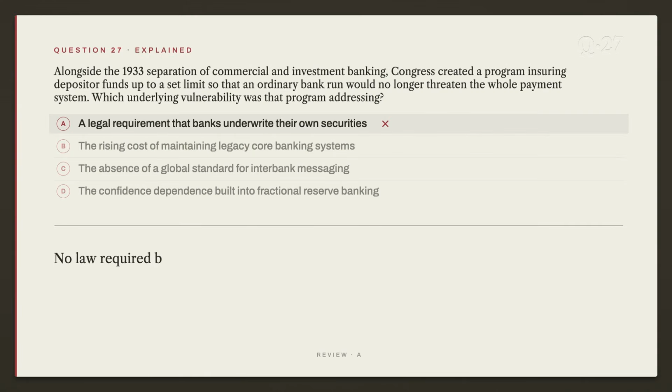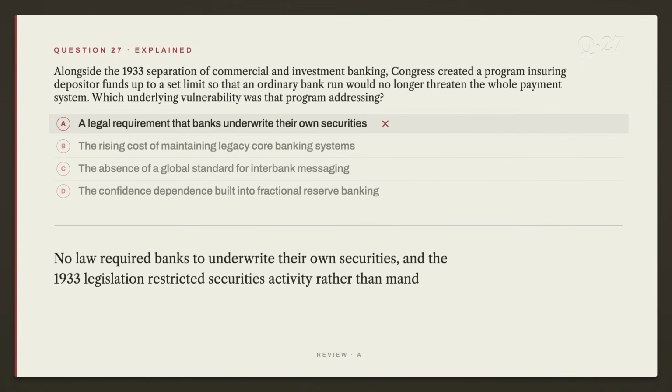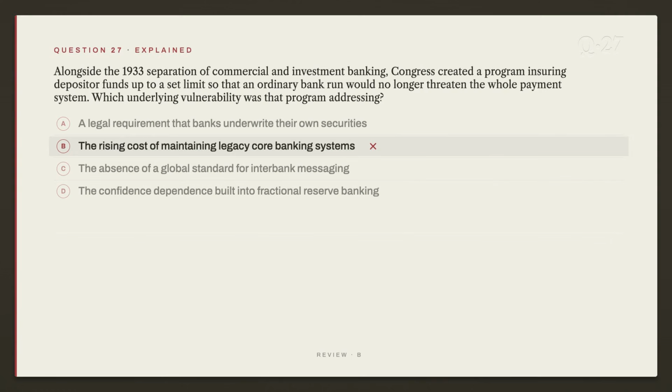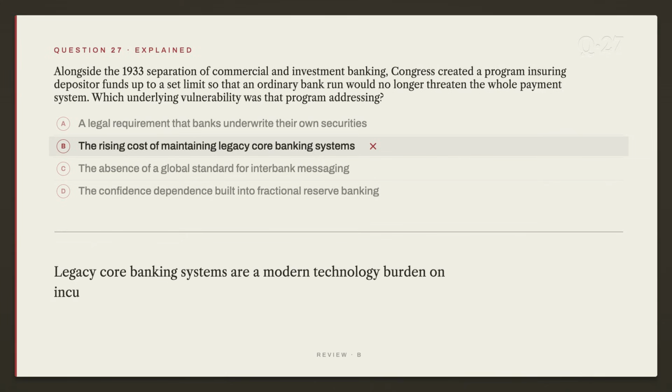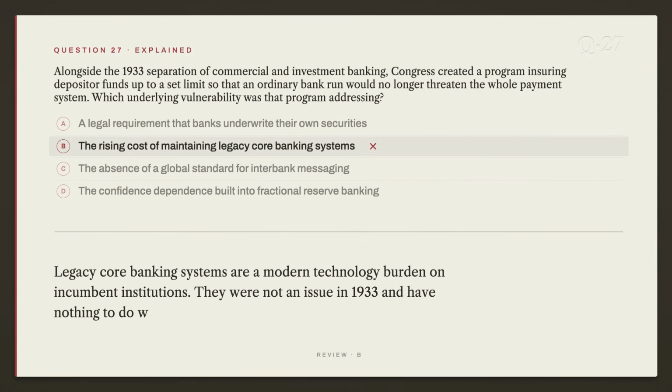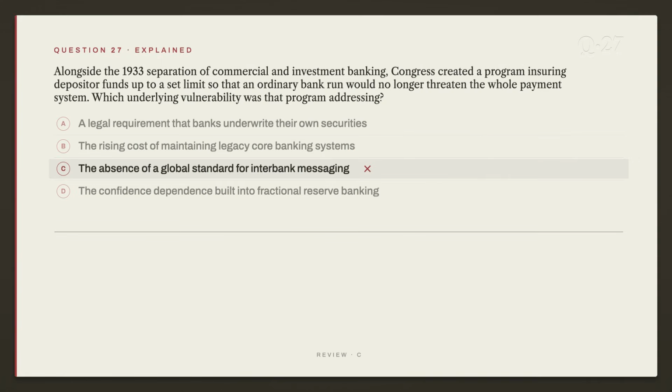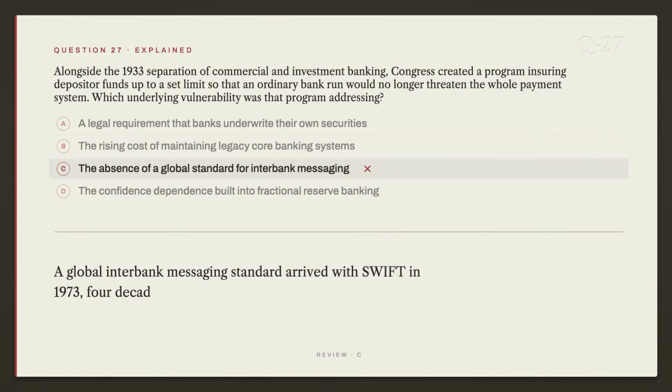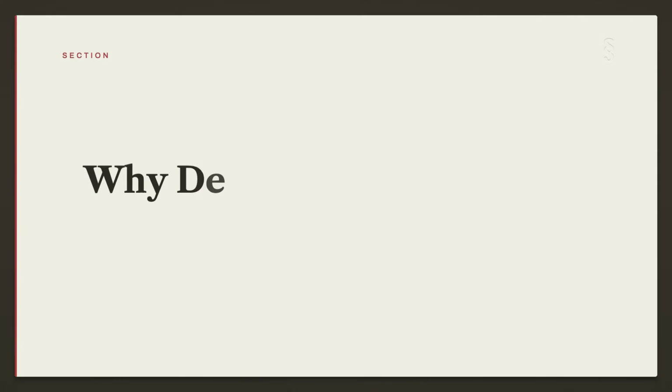A is wrong because no law required banks to underwrite their own securities, and the 1933 legislation restricted securities activity rather than mandating it. The concern was mixing deposits with underwriting, not compelling it. B is wrong because legacy core banking systems are a modern technology burden on incumbent institutions. They were not an issue in 1933 and have nothing to do with deposit insurance. C is wrong because a global interbank messaging standard arrived with SWIFT in 1973, 4 decades later. Deposit insurance addresses depositor confidence, not message formats.